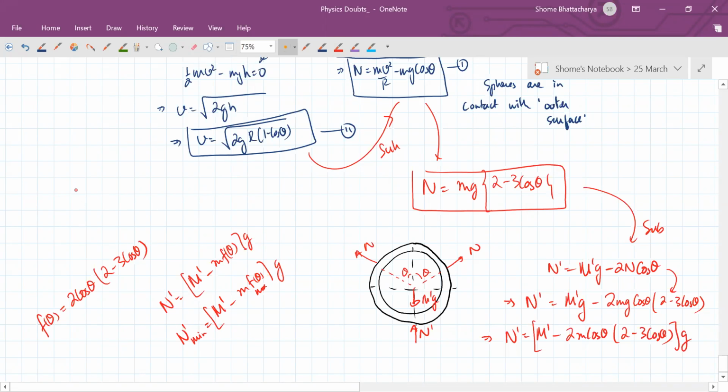Now this function, if you think about it, think of cos theta like a z. Obviously z is between 0 and 1 only, because we'll take theta to be acute. So this function of theta can also be written as 2z into 2 minus 3z.